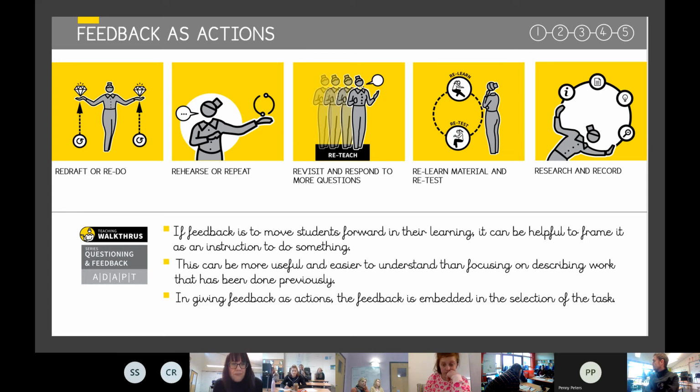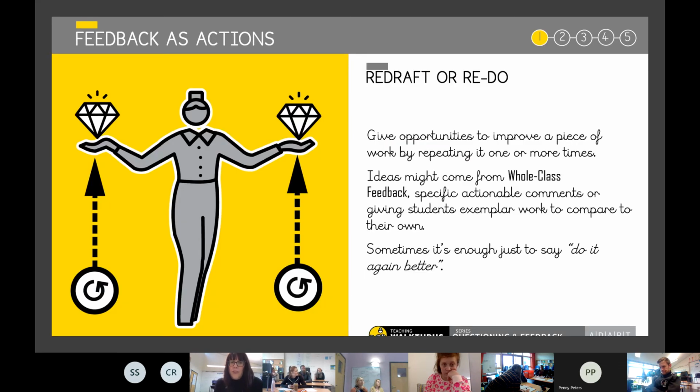And if feedback is to move students forward in their learning, it can be helpful to frame it as an instruction to do something. It can be more useful and easier to understand than focusing on describing work that one has been done previously. And in giving feedback as actions, the feedback is embedded in the selection of the task. So the very first thing that we're going to look at is redrafting or redo.